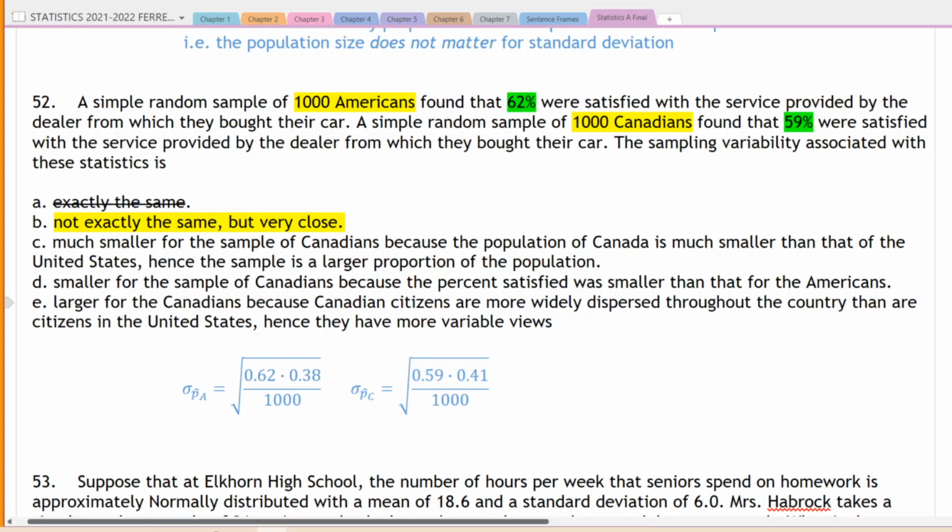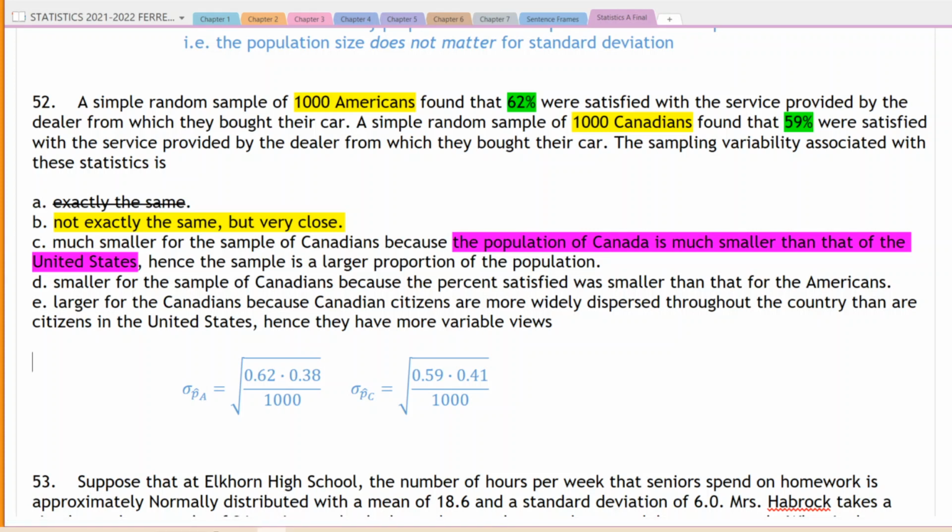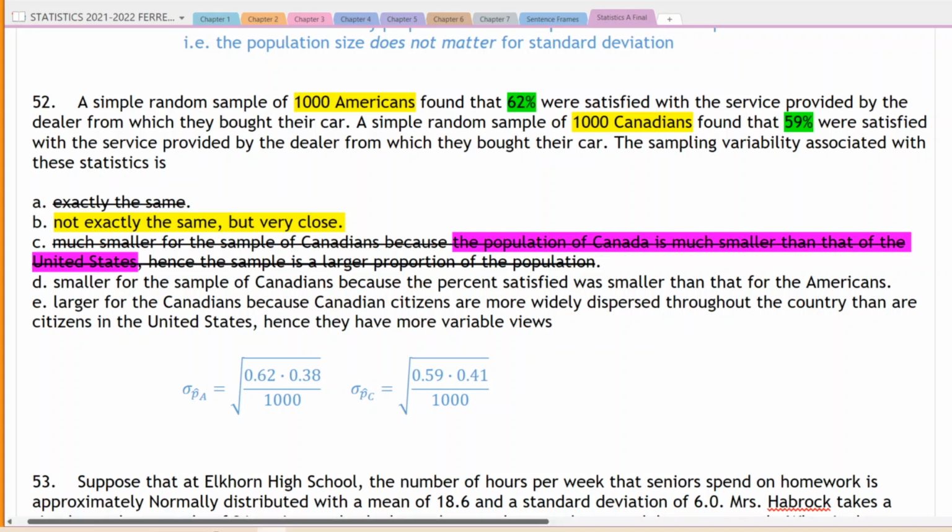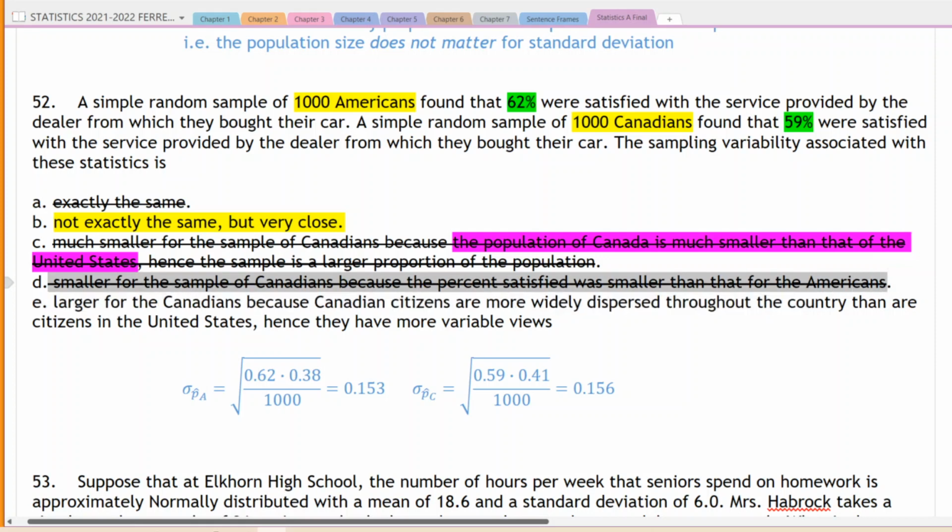Letter C, much smaller for the sample of Canadians because the population in Canada is much smaller than the population in the United States. Well, that's a red flag because the population of Canada doesn't matter for the sampling distribution's variability. So that one's incorrect. Letter D, smaller for Canadians because the percent satisfied was much smaller than that for Americans. Well, okay, we actually have to compute these now. Let's compute. And wouldn't you know it, with these numbers, the Canadians have a larger measure of variability than the Americans. So that's actually not correct.